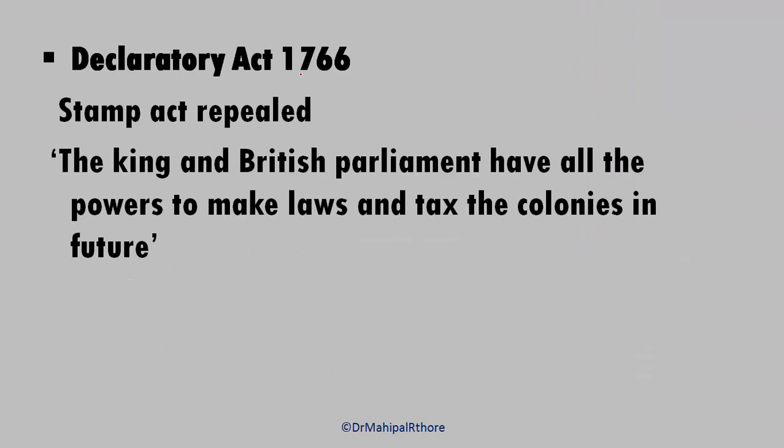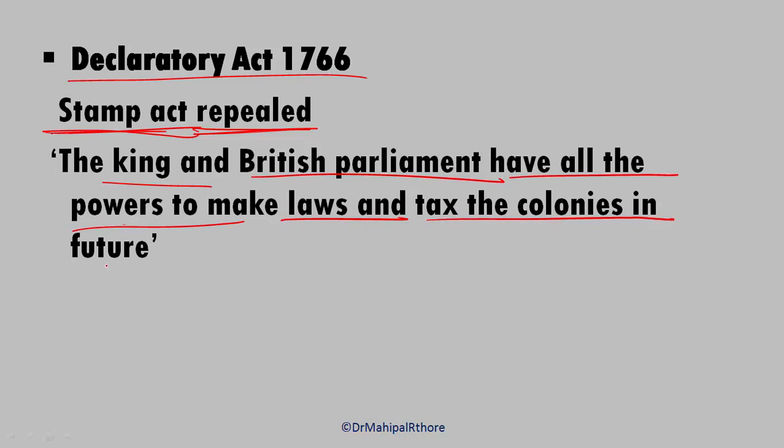So in 1766 comes the Declaratory Act. This repealed the Stamp Act because there was so much protest against it. But at the same time, Parliament said that the King and the British Parliament have all the powers to make laws and tax the colonies in future. So basically they said that because you are angry, we will remove one act, the Stamp Act, which you do not like. But we have the power to make laws and tax you in the future.